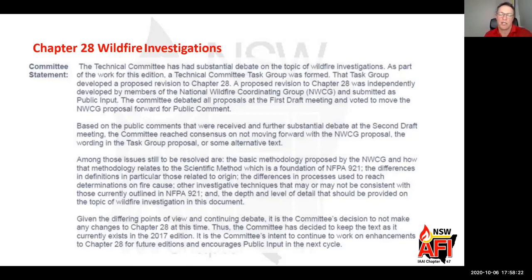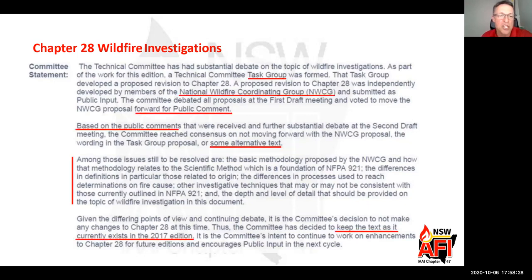Richard is obviously the expert in wildfire, and it's good to get his input here. Thank you, Richard. So as you can see, in Chapter 28, the committee made a statement there just to say that they're going to keep the text as the 2017 edition and look to enhancing it for the future edition.